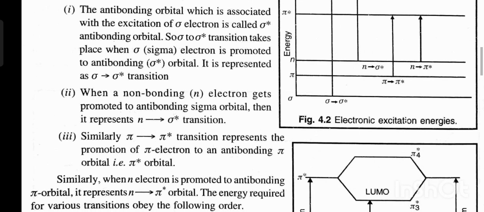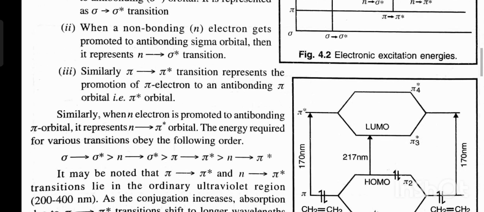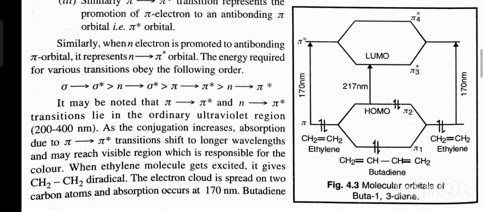Second, when a non-bonding electron gets promoted to an antibonding sigma orbital, it is represented as n to sigma star transition. Similarly, pi to pi star transition represents the promotion of a pi electron to an antibonding pi star orbital. Similarly, when an n electron is promoted to an antibonding pi orbital, it is represented as n to pi star transition. The energy required for various transitions obeys the following order: maximum energy for sigma to sigma star, then n to sigma star, then pi to pi star, then n to pi star.